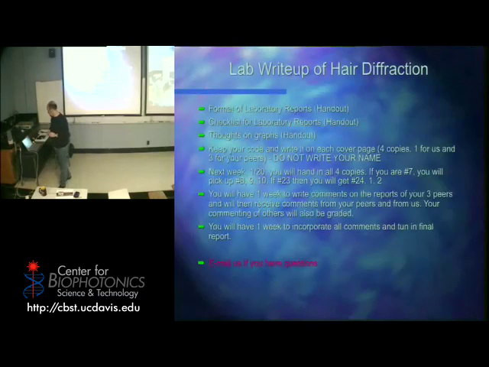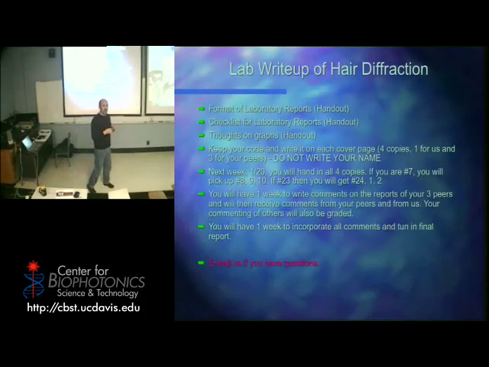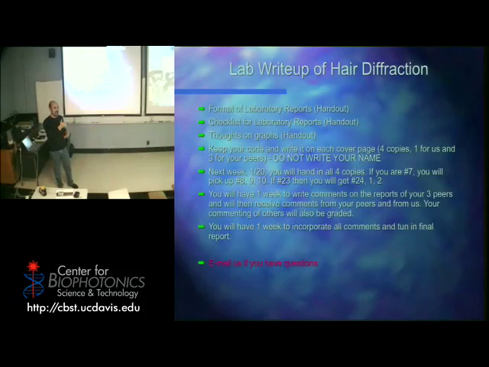Then you're going to hand in all your copies at the beginning, and we're going to spread them out among 3 of your peers. If your secret code was number 6, you will pick up 7, 8, and 9. If your secret code was 22, you will pick up 23, 24, and 1. So you're going to be commenting on your peers' reports.